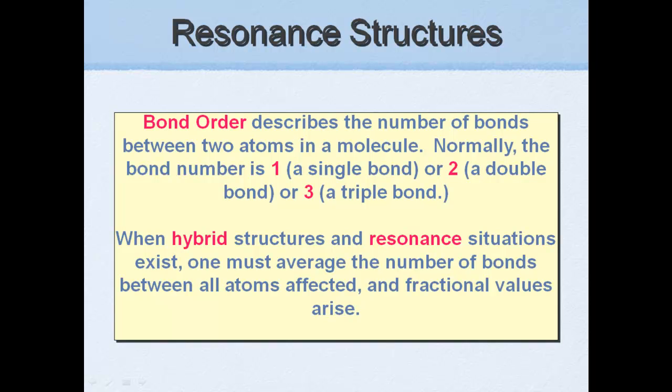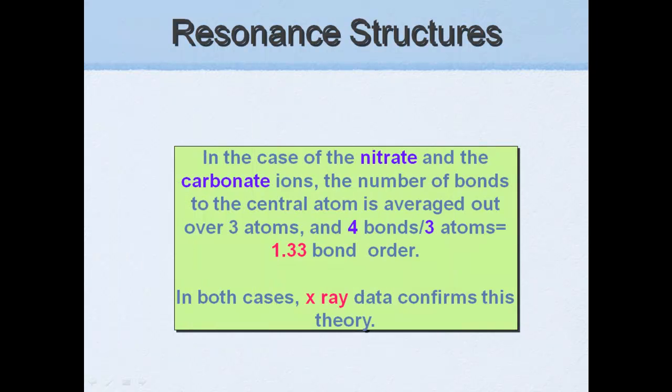When hybrid structures and resonance situations exist, one must average the number of bonds between all atoms affected, and fractional values arise. In the case of the nitrate and carbonate ions, the number of bonds to the central atom is averaged out over 3 atoms, and 4 bonds divided by 3 atoms equals a 1.33 bond order. In both cases, X-ray data confirm this theory.